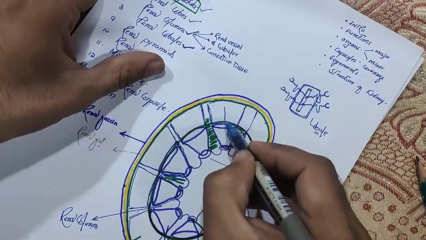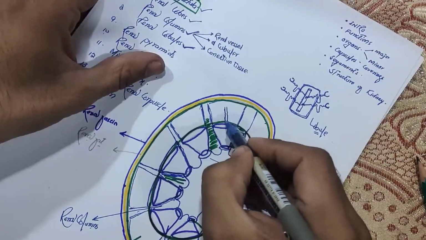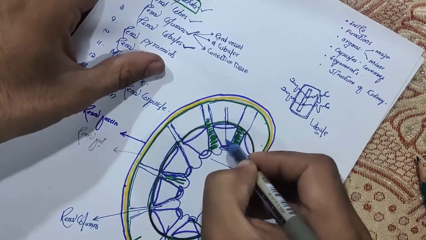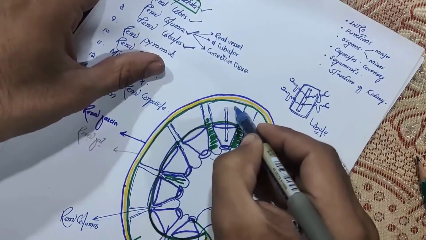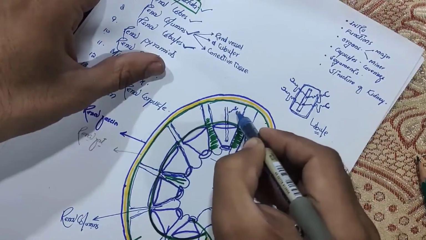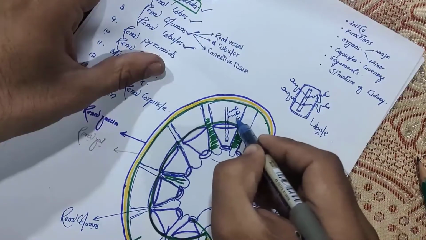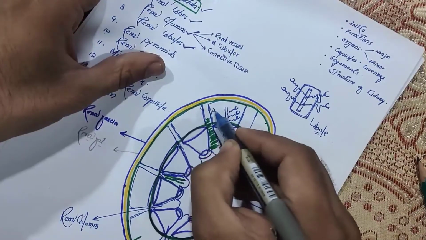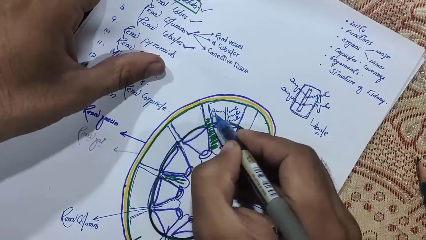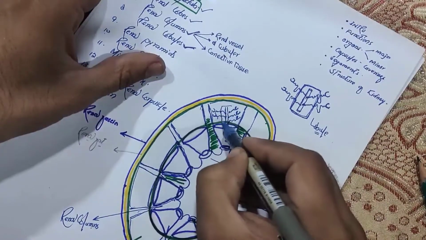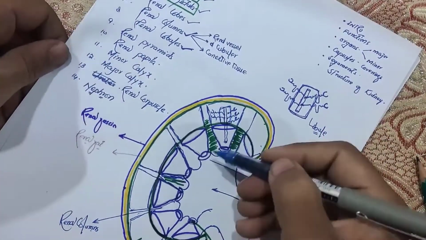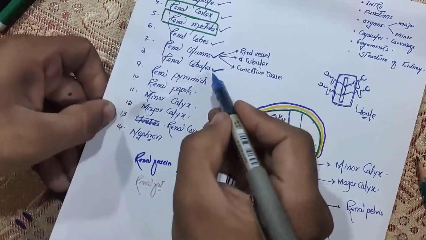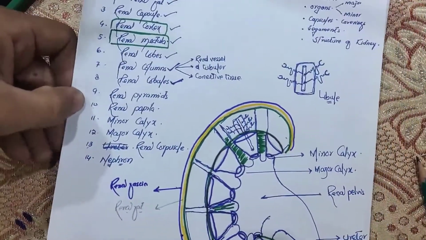So look carefully, if this is a collecting duct, right, and this part of the collecting duct is going into the renal pyramids. So here is a nephron connected to that, here is another nephron connected to that, here is another nephron connected, and then here is a nephron connected to that, and like this. So this part is called the renal lobule. So inside the lobes there are lobules. So I hope you understand the concept of the renal lobules.